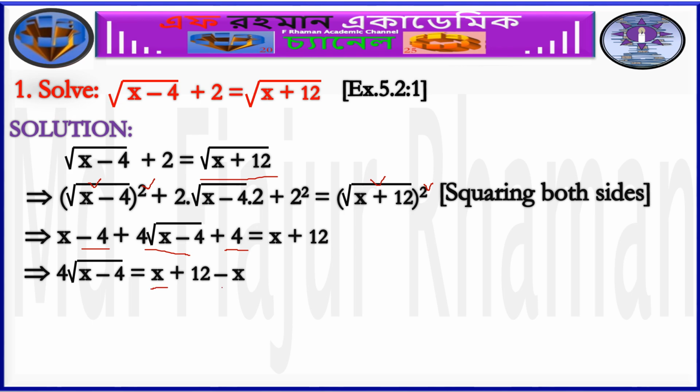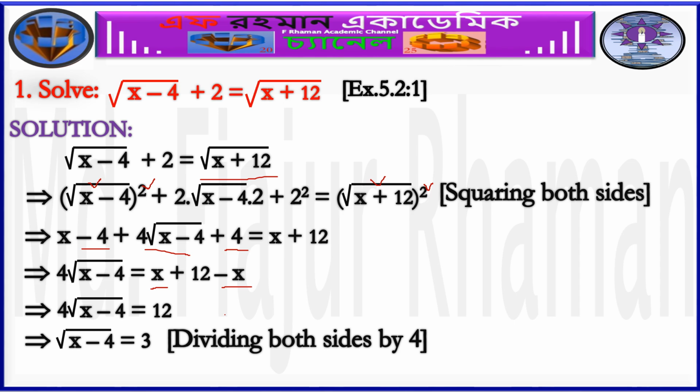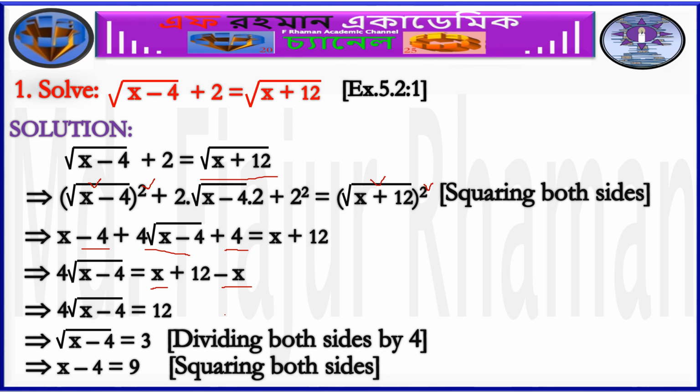x and minus x should be cancelled out. Then this equation implies that 4 square root of x minus 4 is equal to 12. At this stage, we should always try to ensure whether there is a common factor or not. Since 4 is a common factor here, dividing both sides by 4, we get square root of x minus 4 is equal to 3. Again, square root of x minus 4 is an isolated radical expression. That's why squaring both sides of this equation again, we get x minus 4 is equal to 9.